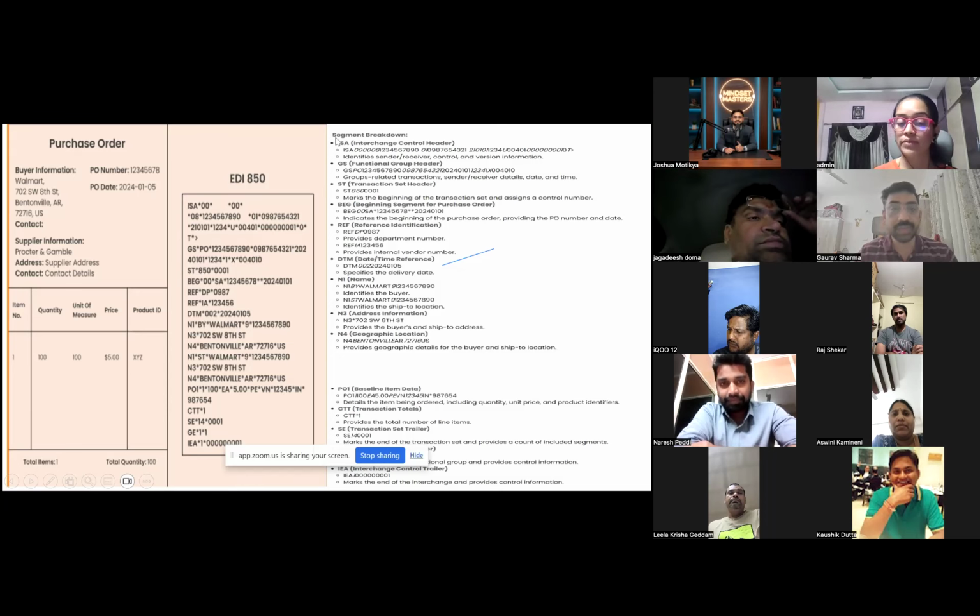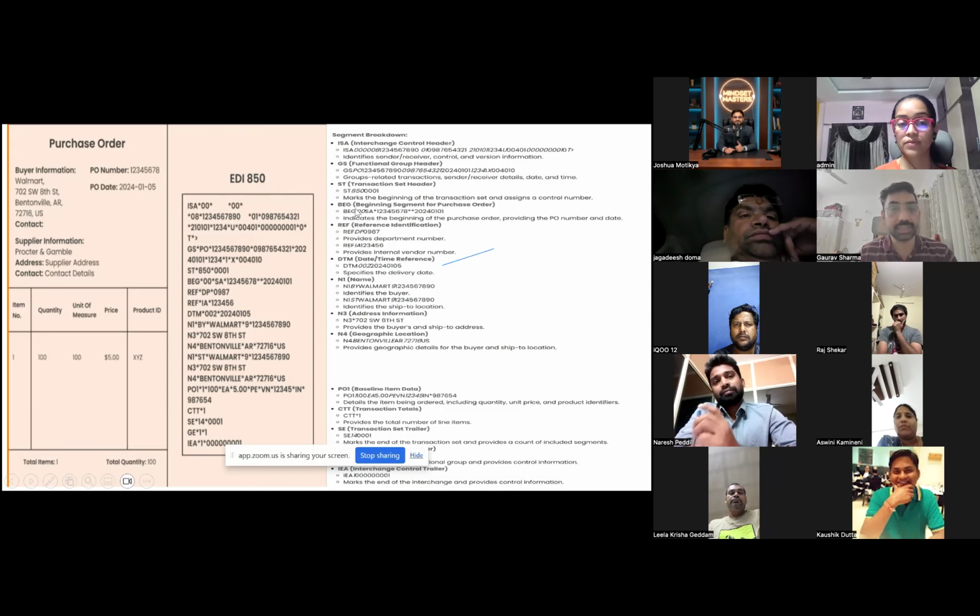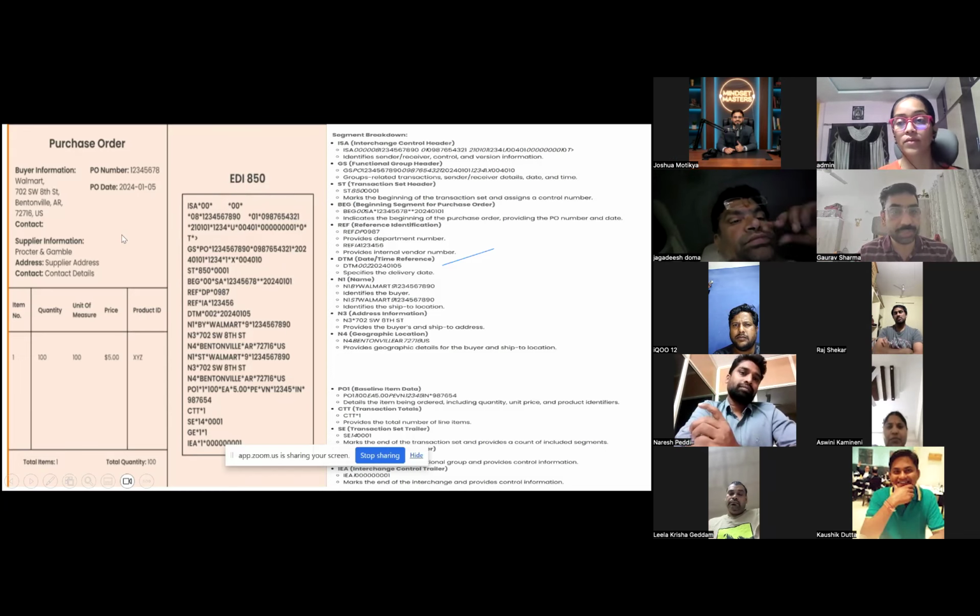Okay, so similarly, we have multiple other EDI documents, like 810, which is an invoice. It has different segments, and the segment elements will all be different, and it's standardized. It cannot be modified; only the data is changed based on the purchase order or the information in one system. Okay.